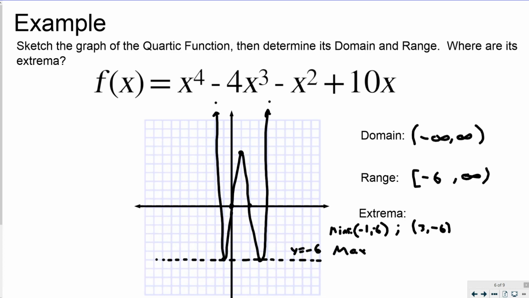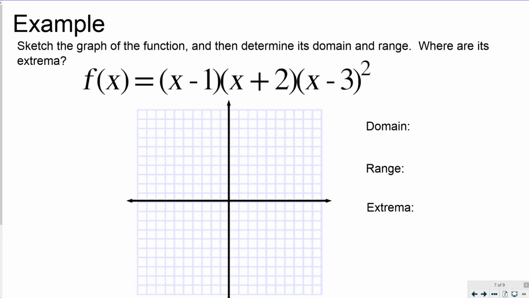And maximum, I have one maximum here, and that maximum is 1, 6. So here's my extrema right here. My local maximum is 1, 6, and then my local minimums are -1, -6 and 3, -6. And that's the graph of the quartic function with important features noted. I would also note the x-intercepts, and then the y-intercept down here is 0, 0.